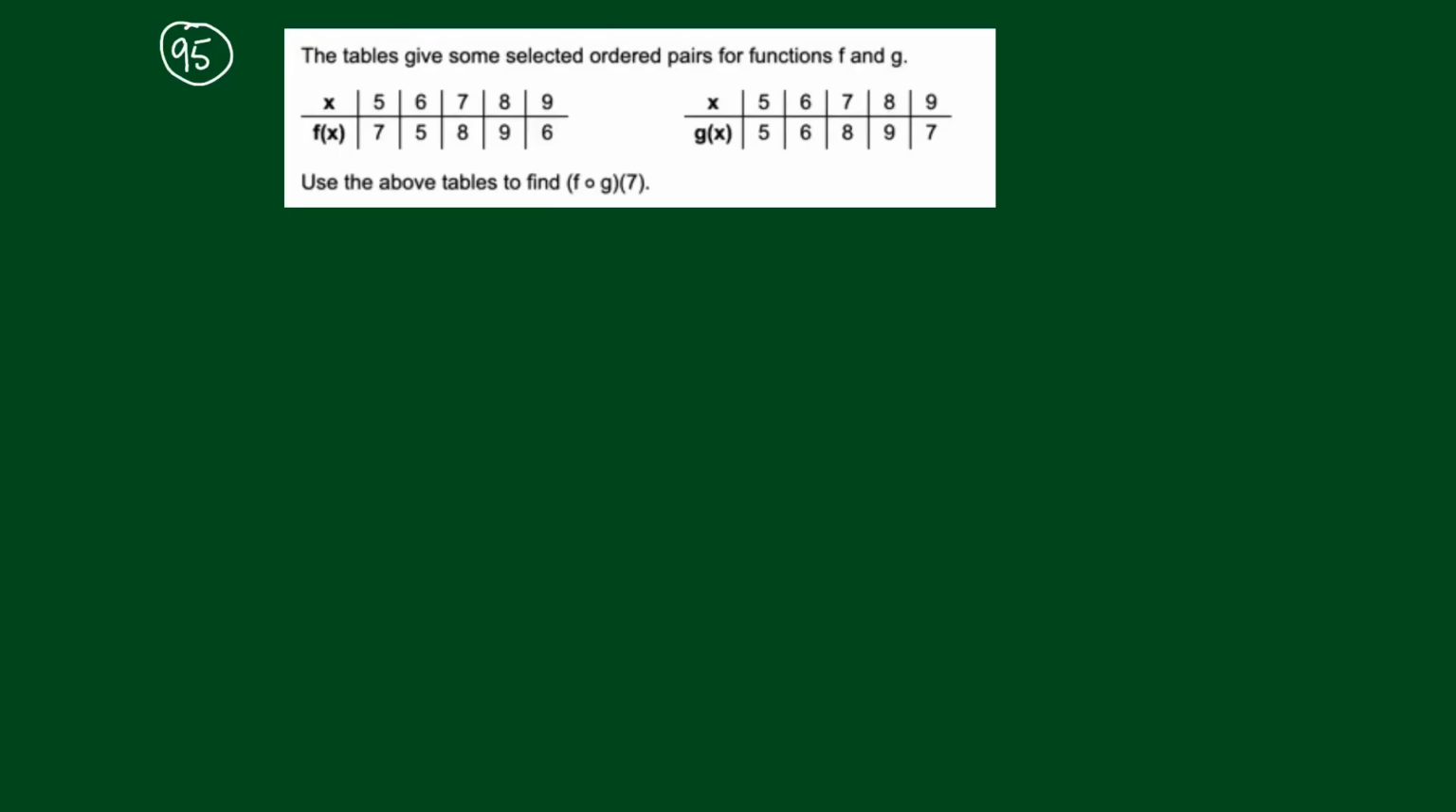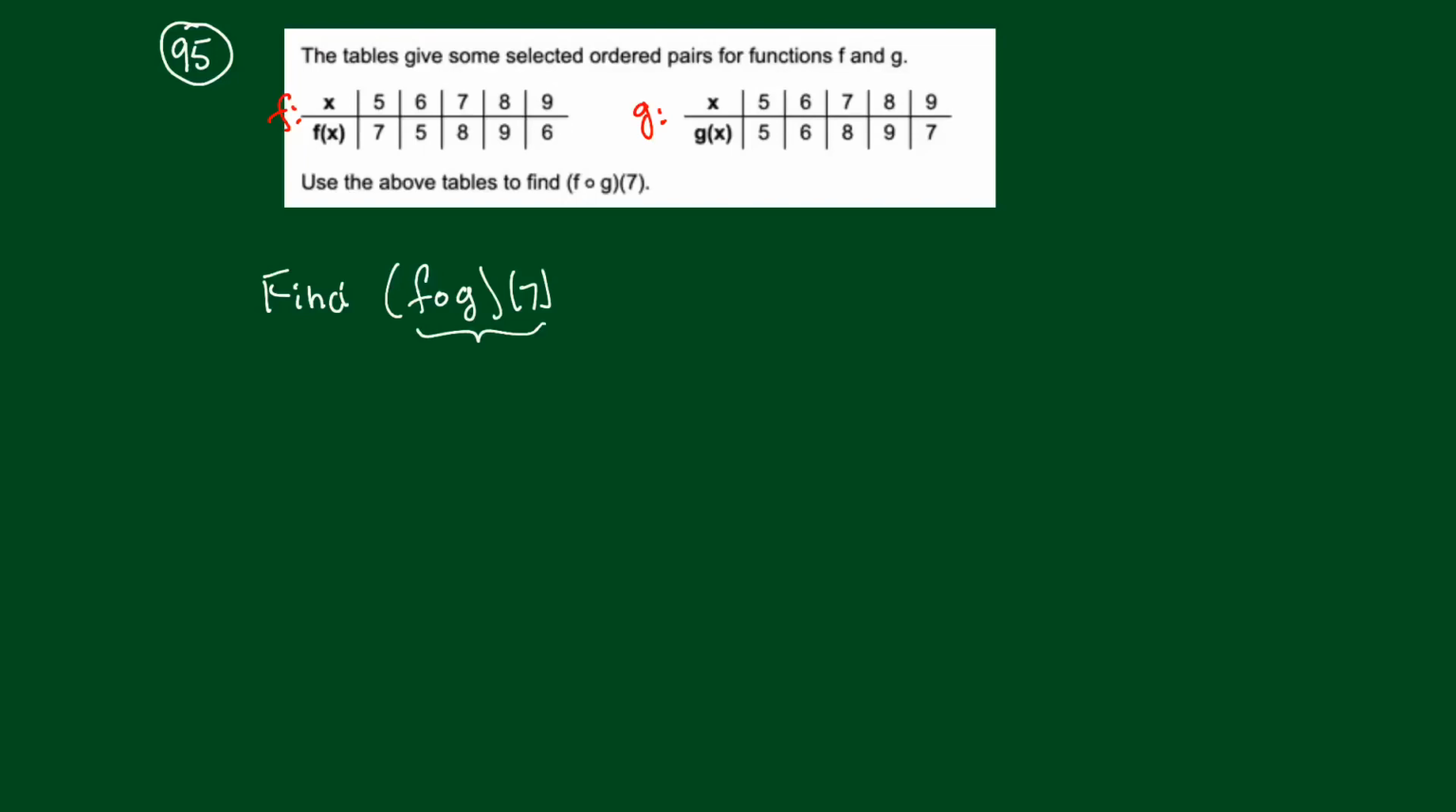We're given two functions. They're both in table form, right? We're given the f of x function, the f function, and we're given the g function. So this function over here is f, this function over here is g, and now we are asked to compute f of g of 7, right? So what we want to do here is find f of g of 7.